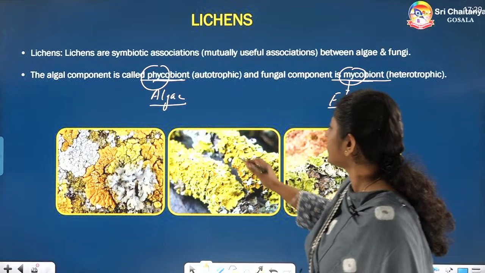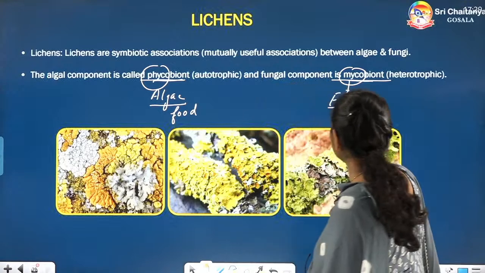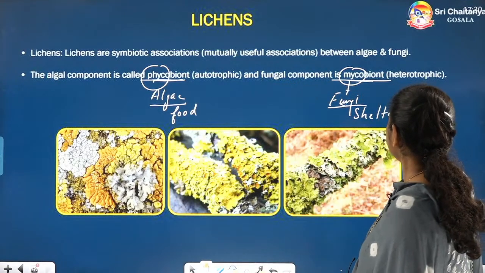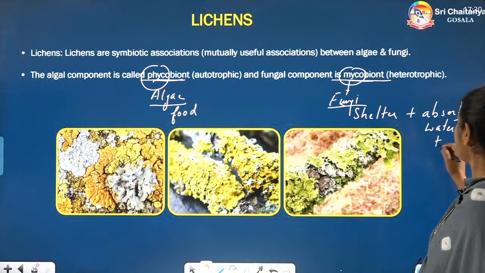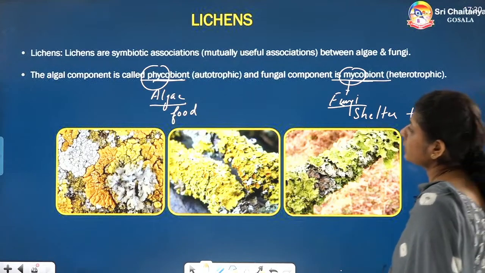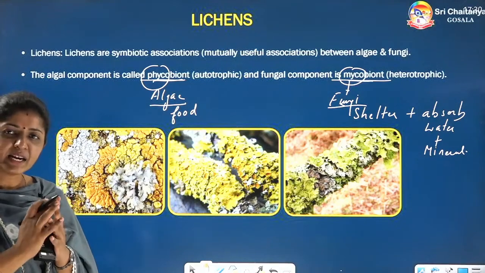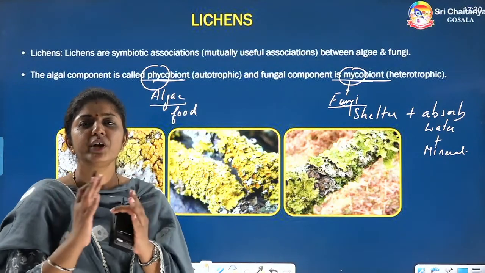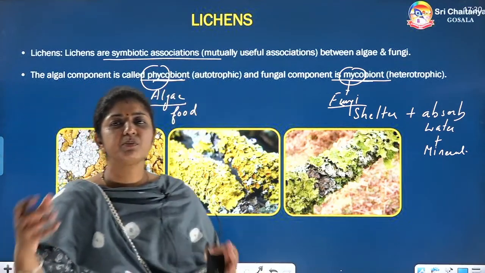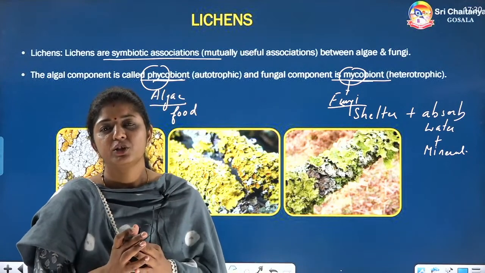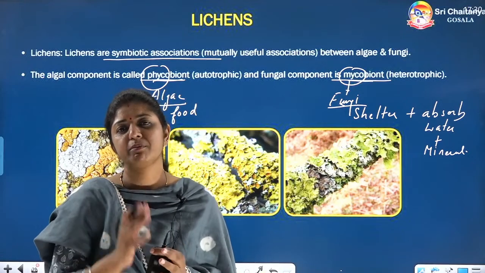Mycobiont is a fungal member. The phycobiont is preparing food for the fungus. The fungus is giving what? Shelter, and it absorbs water and minerals. Water and minerals for what? For the alga. So this combination of alga and fungus, you call as lichens. They are cellular, they are living. But two different organisms are showing symbiotic association. Symbiotic association means both are helping each other mutually. So two different members, it is very tough to classify such type of organism as well.